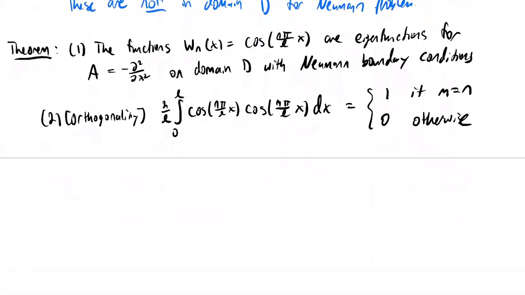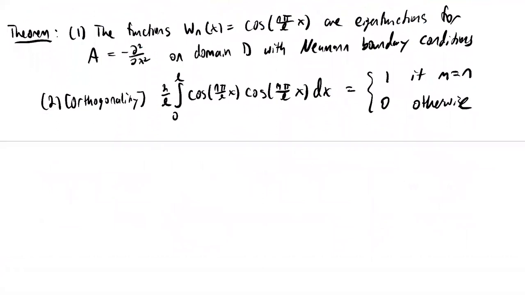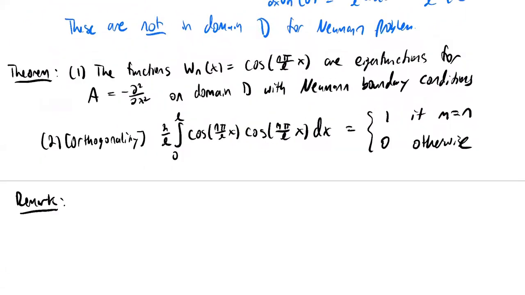So let's prove this theorem. One thing I want to remark: we're allowing n equals 0 here. So n can equal 0, 1, 2, 3, up to infinity. In the n equals 0 case, when I plug in n equals 0, I get cosine of 0, which is 1. So the function 1 is an eigenfunction.